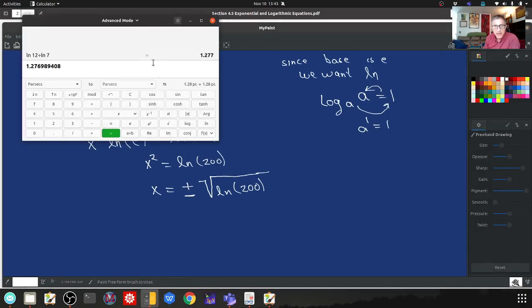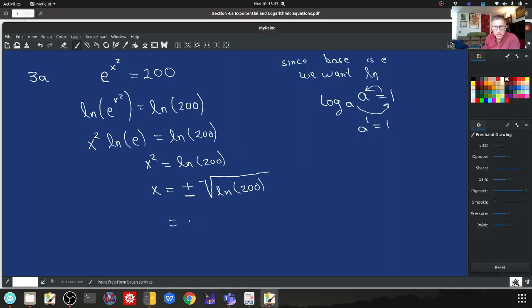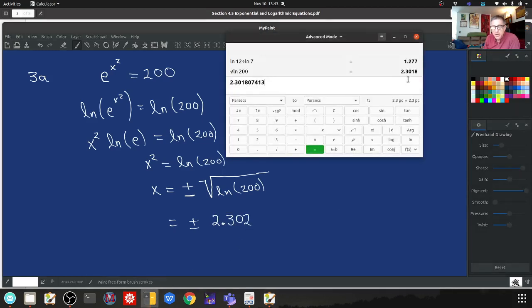So again, bringing up the calculator. For my particular calculator, what I do is I initiate the square root, then I do the natural log of 200, and I hit that. So it's equal to plus or minus, and I want an answer to the nearest thousandth, so I go 3 places past the decimal place. 2.30, and since I have a 1 there, but the next digit is 8, I round up to 2.